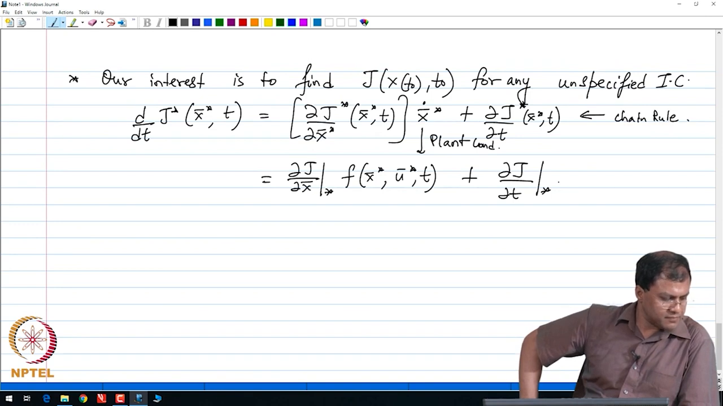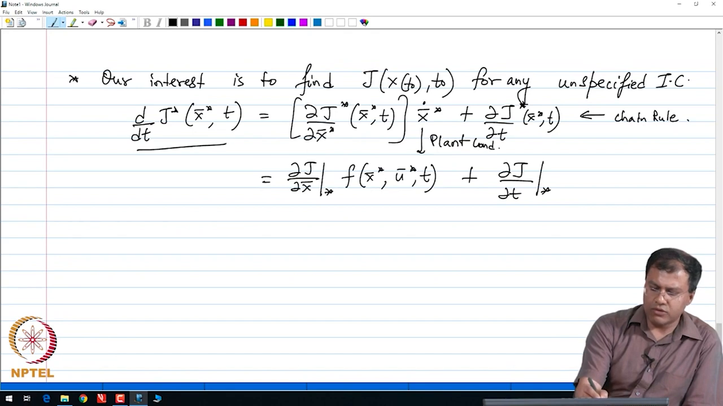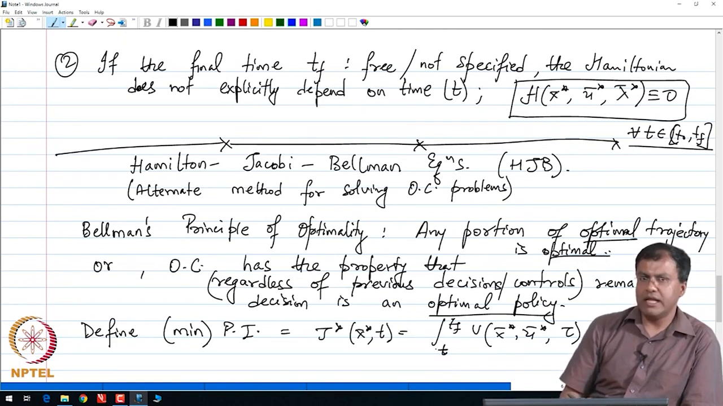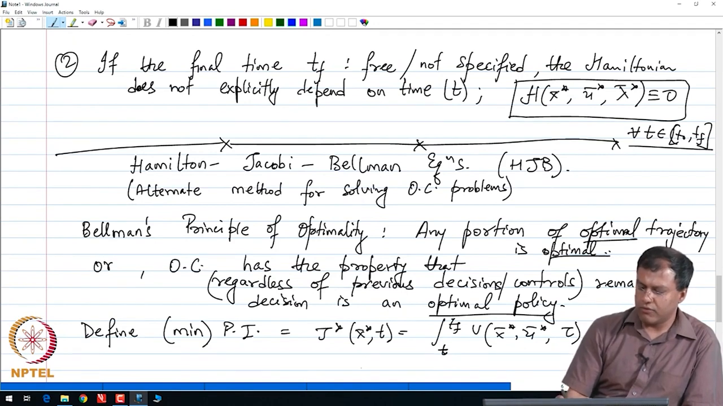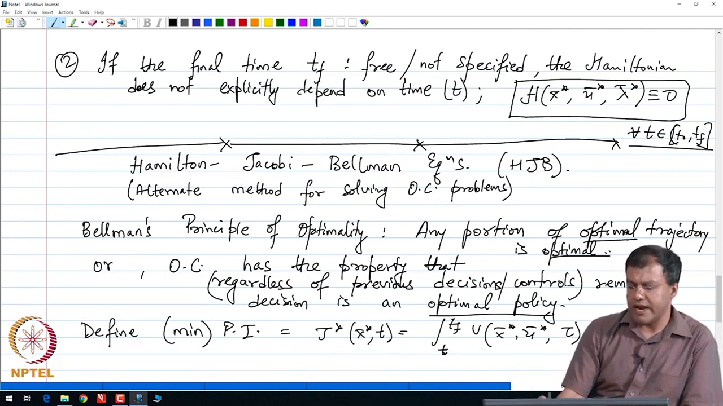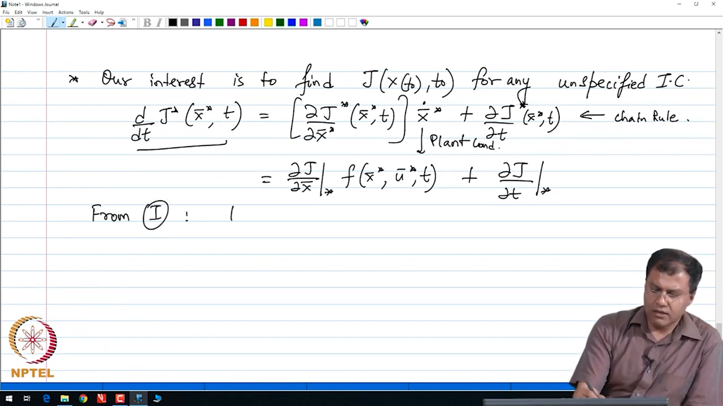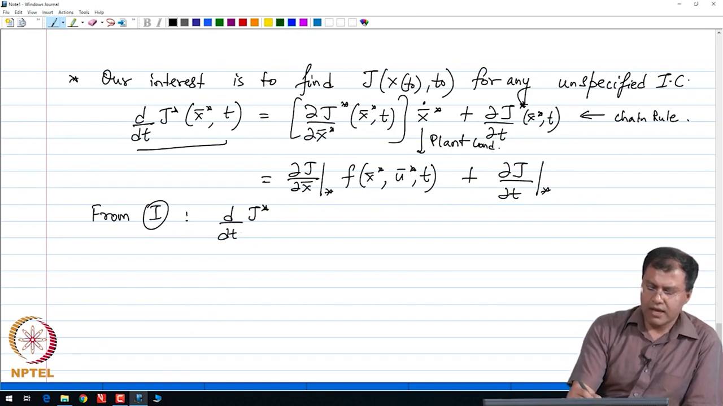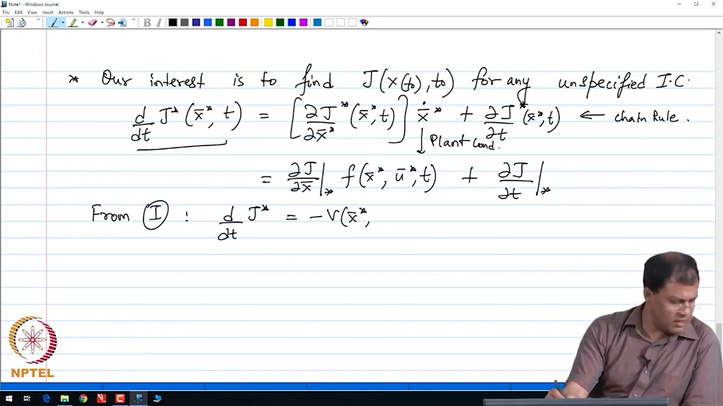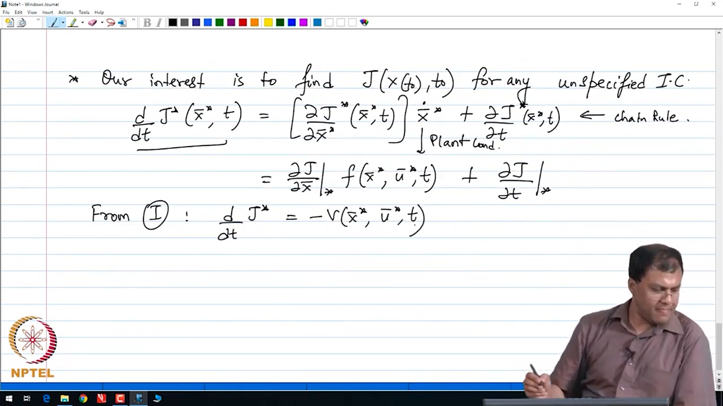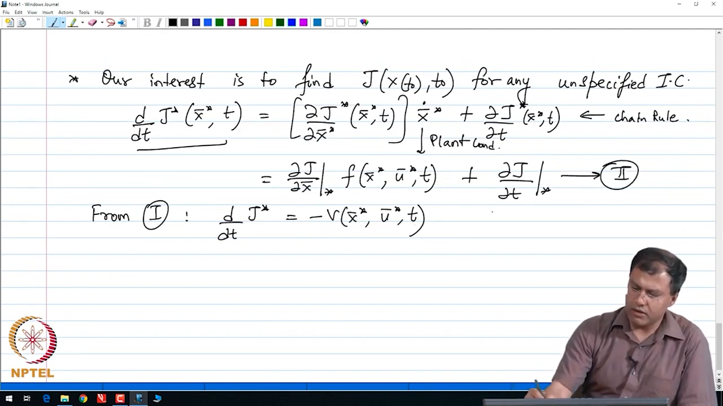Notice that we can always evaluate this total derivative differently. Let us look at our expression for J. Notice that t is a variable, so let me denote t0 as my t. So t appears as the lower limit. From 1, if I take an ordinary derivative of J with respect to t, I get minus v at t. So from 1 I see that the ordinary derivative of J star at t gives me minus v of x star, u star comma t. Let me call this 2 and let me call the previous one 3.